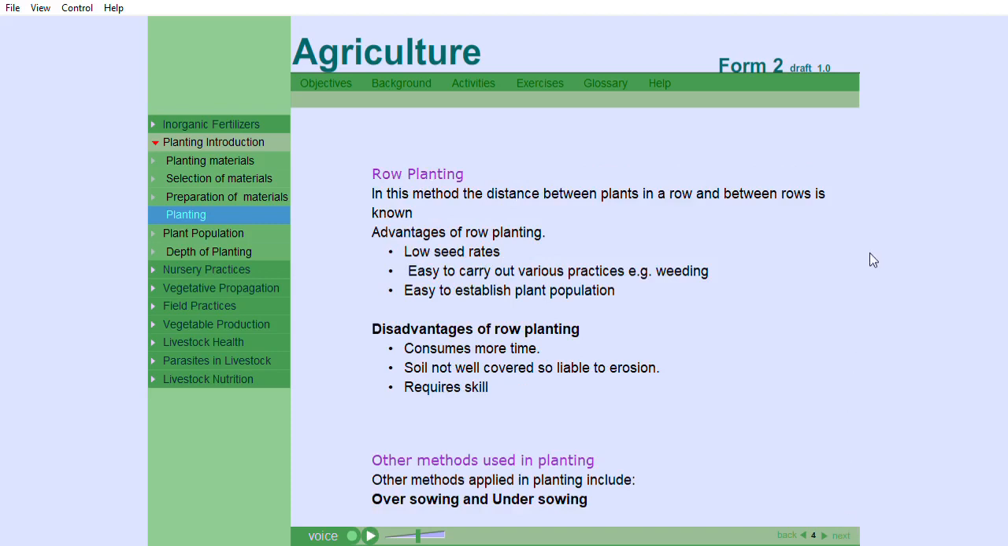Row planting. In this method, the distance between plants in a row and between rows is known. Advantages of row planting: low seed rates, easy to carry out various practices, for example weeding, and easy to establish plant population. Disadvantages of row planting: consumes more time, soil not well covered and therefore liable to erosion, and requires skill.